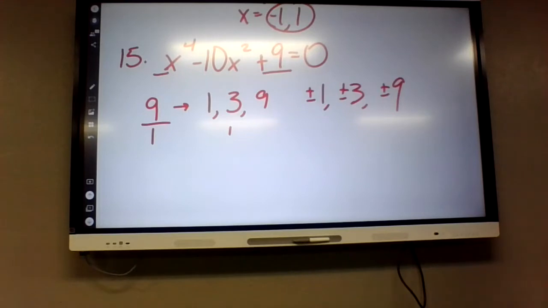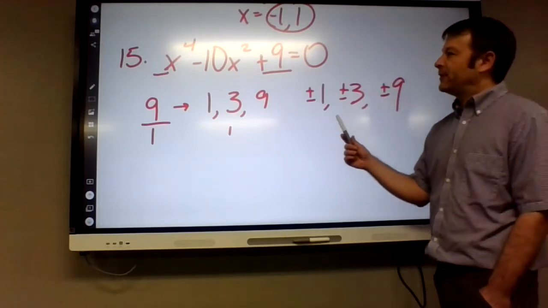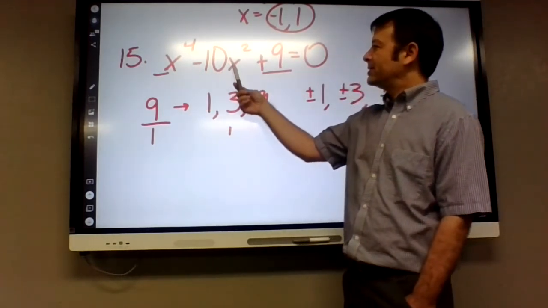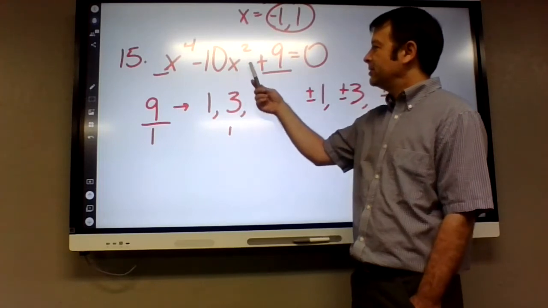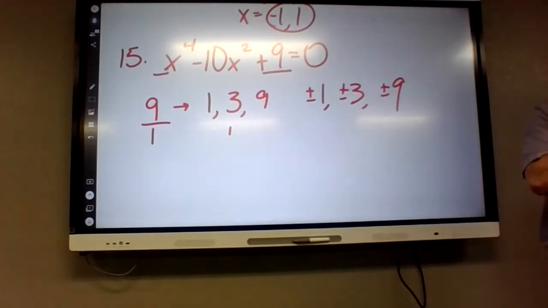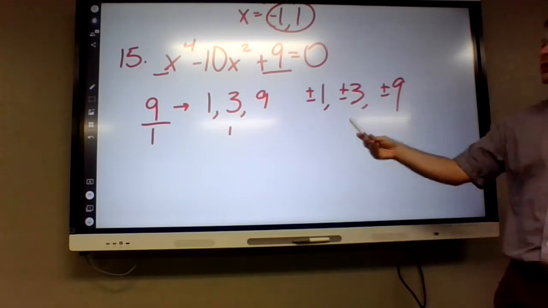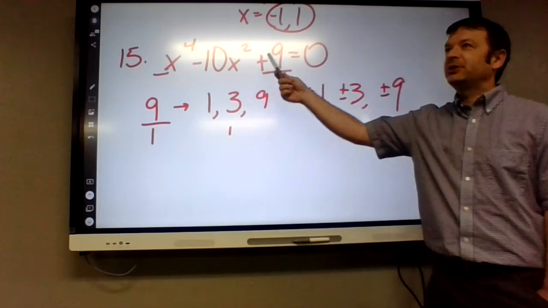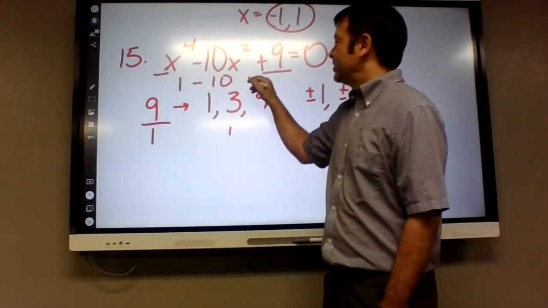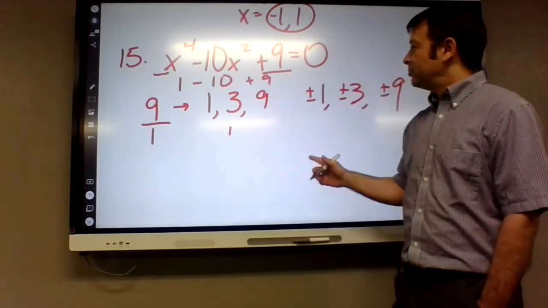I would probably plug in the ones first because they're the easiest. So if I plug in 1 here, I get 1 minus 10 plus 9. Does that equal 0? If I plug in 1, what does that give me? Yes, 1 minus 10 plus 9, that does equal 0. So 1 is a solution.